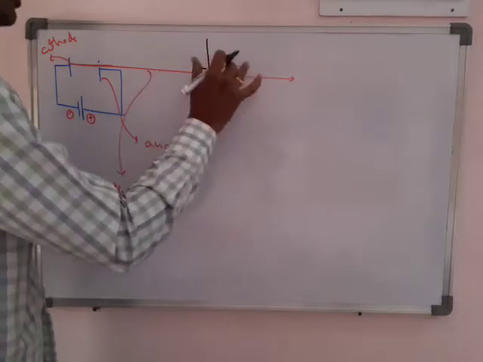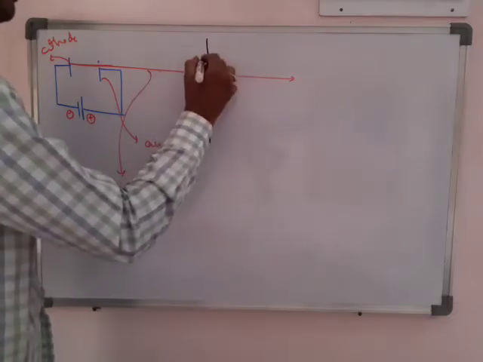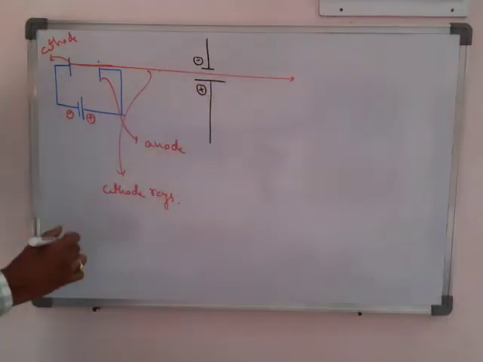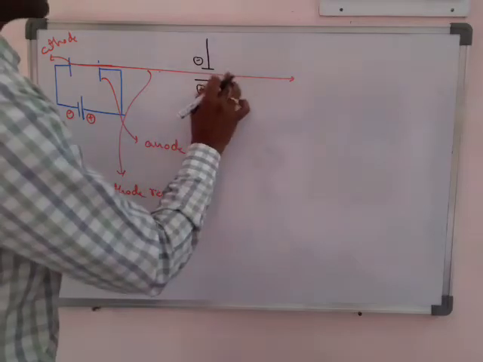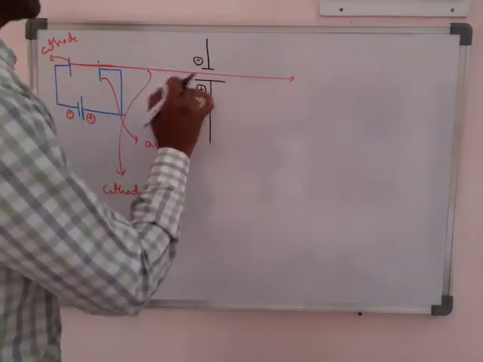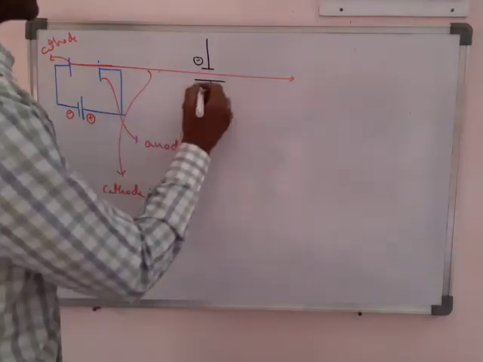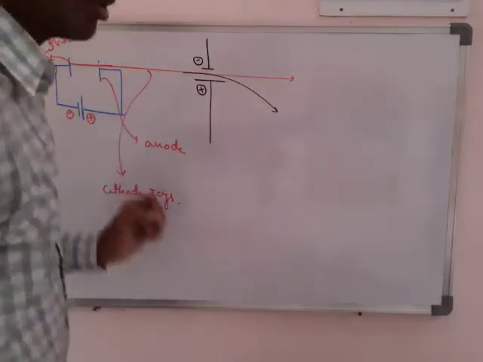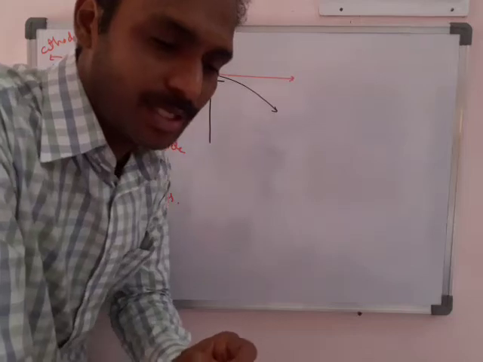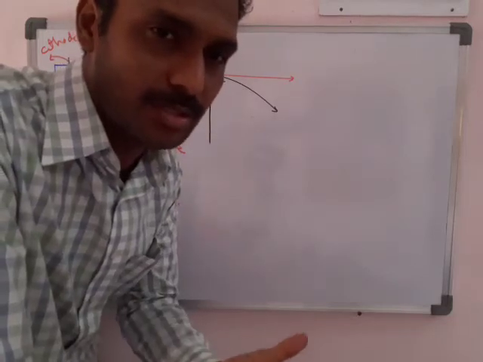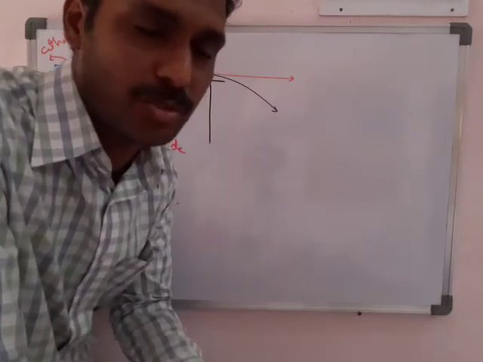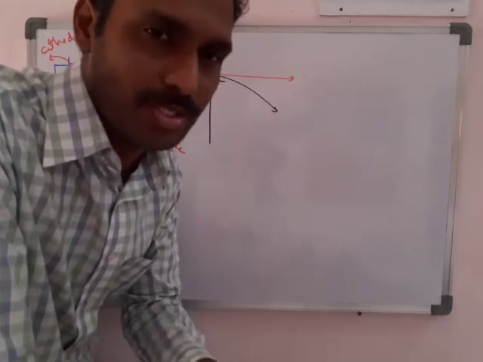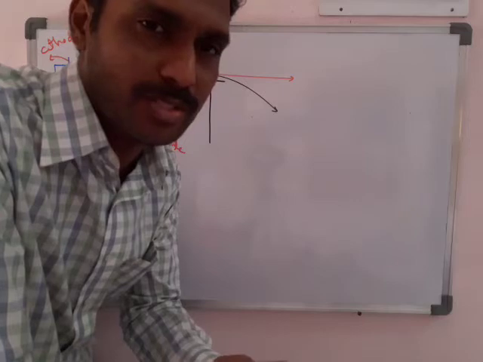Means they are positive between the negative and positive terminals. The electric field is applied with the help of a battery connection. So automatically there is a deflection towards the positive side, because already we know that the cathode rays are negatively charged particles, so they are attracted towards the positive plate.